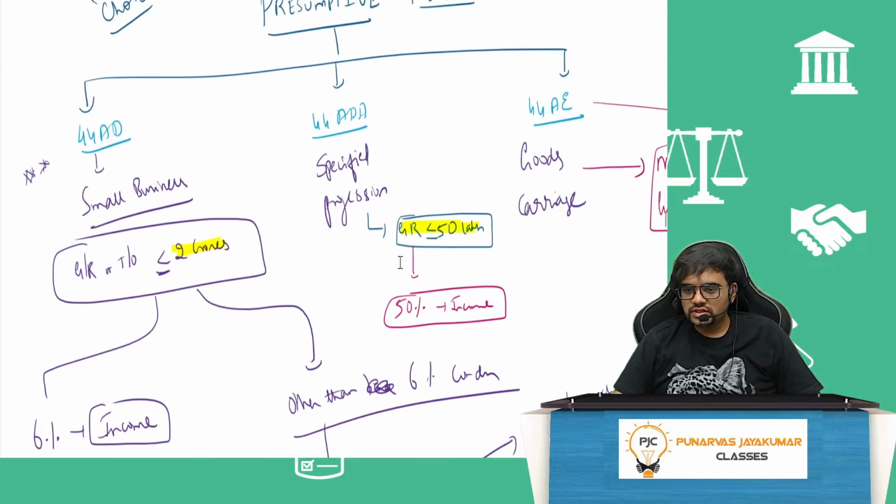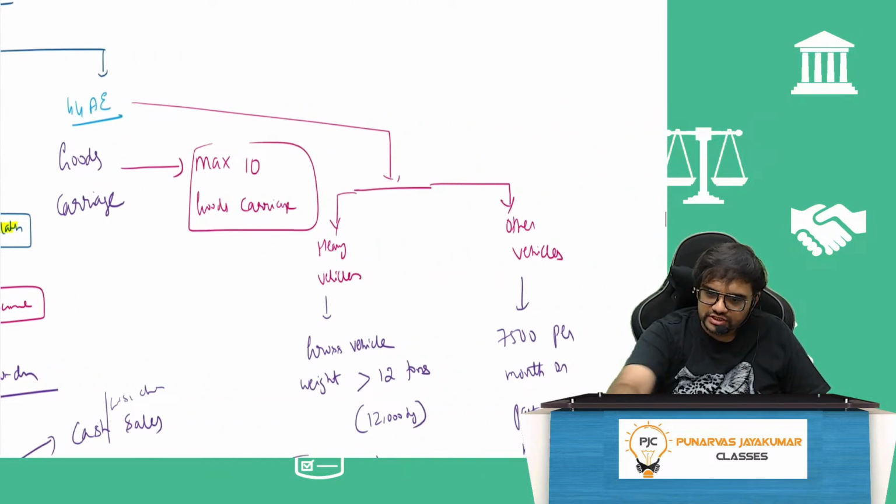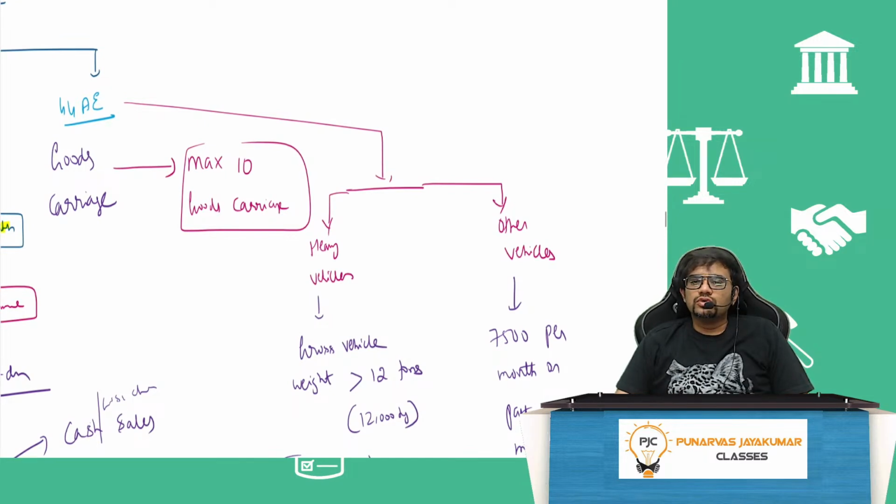That's all. If you maintain that properly, no accounts and no tax audit. Third one, goods carriage. You should be in the business of owning goods carriages. You should be the owner of goods carriage. Owner will also include leasing. If you have leased out goods carriage also, you can use, no problem.